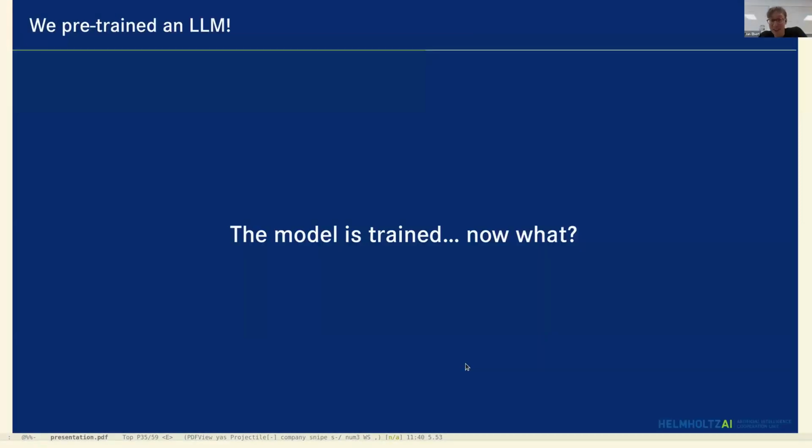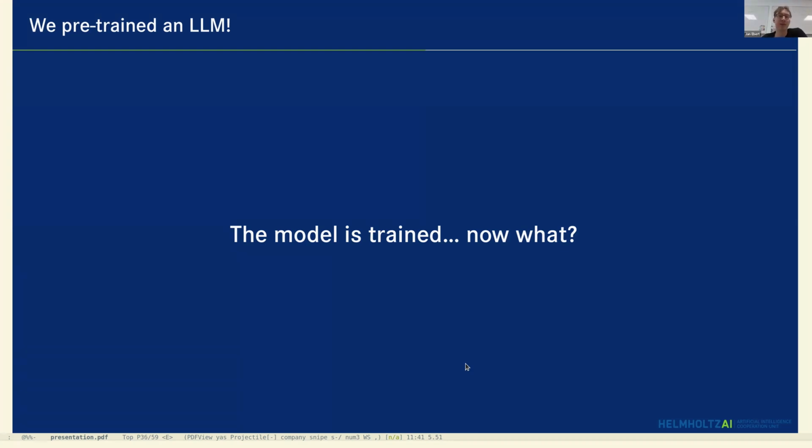So our model is trained. Now what do we do? What we did was called pre-training. And in pre-training, the model really just learns to complete text. So if we ask it a question, it may not always give us an answer. It may just continue asking other questions because that's what it has seen in the training.